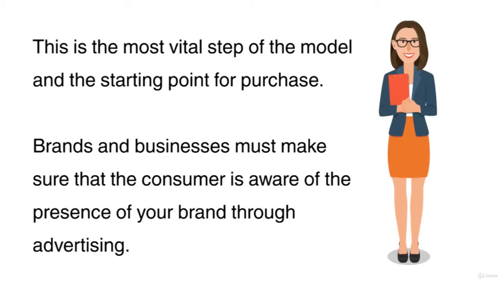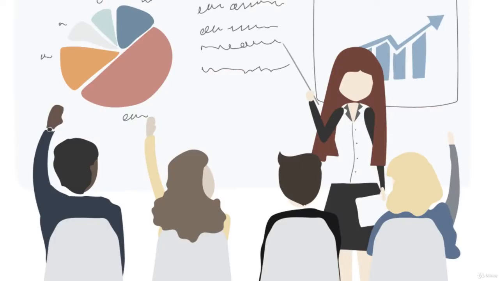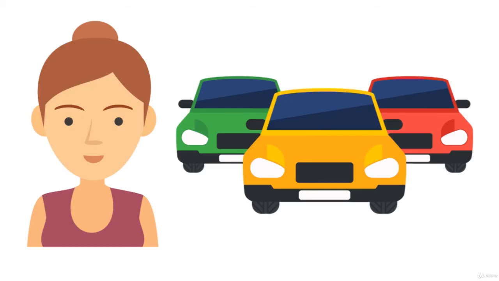This is the most vital step of the model and the starting point for purchase. Brands and businesses must make sure that the consumer is aware of the presence of the brand through advertising. This can be a challenging step, as there is no guarantee that the customer will be aware of the product or brand after they have viewed the advert. For example, if Lisa wants to buy a car, then the marketing team for the car manufacturer has to make sure they advertise well, so that Lisa is aware of the existence of their brand.